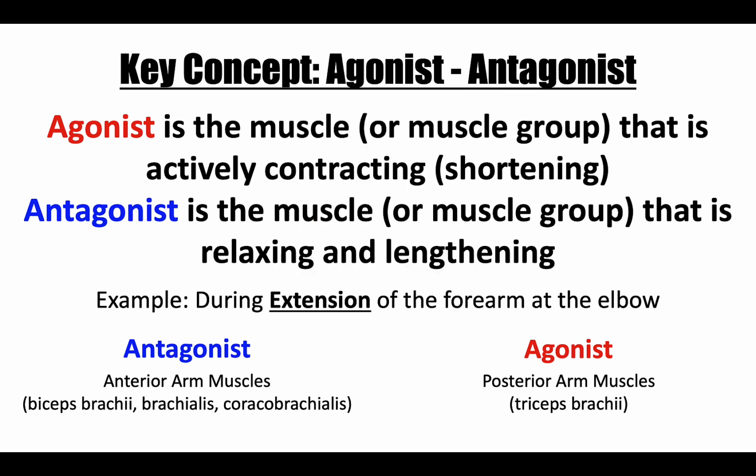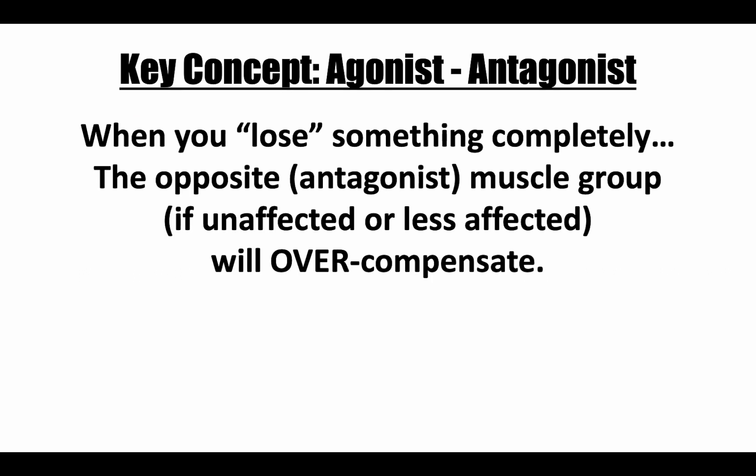But if the nerve that provides innervation to one of these muscle groups is damaged or ruptured, we are no longer in balance, and therefore we are going to present in a position determined by the remaining functional groups. When you lose something completely, the opposite muscle group, if unaffected or less affected, will overcompensate.